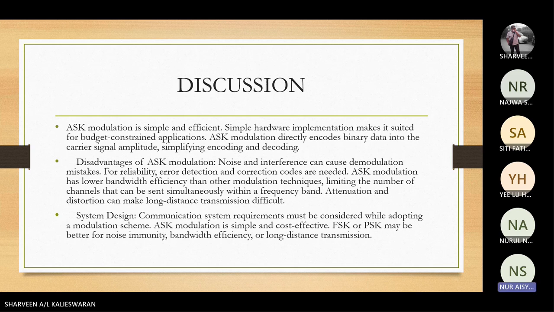Attenuation and distortion can make long-distance transmission difficult, and system design and communication system requirements must be considered while adopting a modulation scheme. ASK modulation is simple and cost-effective. FSK or PSK may be better for noise immunity, bandwidth efficiency, or long-distance transmissions.